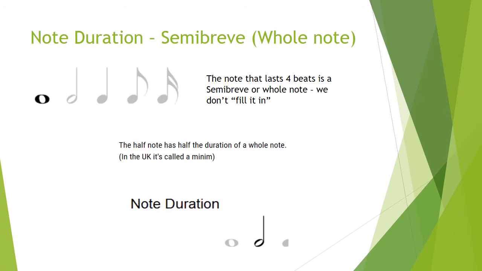Looking now at note duration, we're talking here about the length that the note is going to last once it's played. So the note that lasts 4 beats long is called the semibreve. We don't fill that note in when we write it, and it doesn't have a little stem.